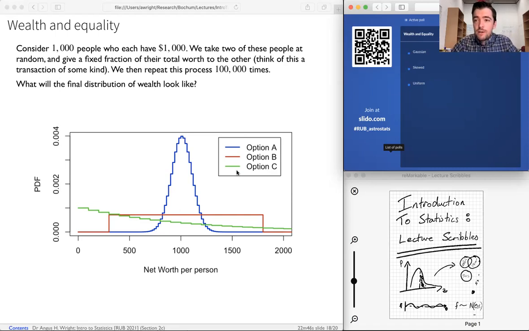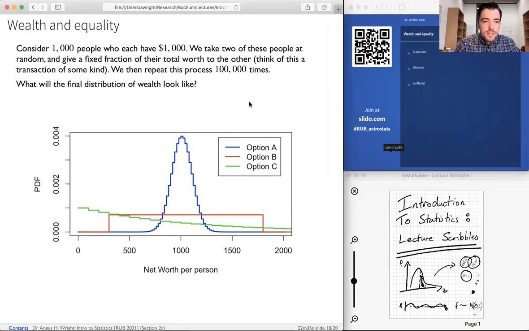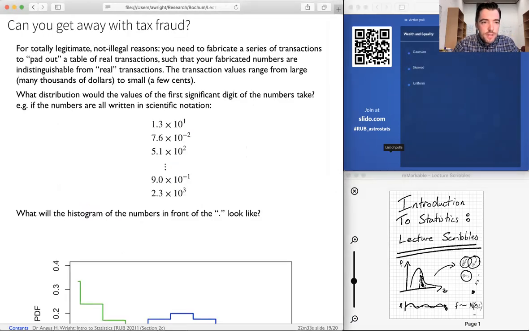The second scenario is another poll that I'm about to put up. So if you do want to answer this one, you need to do it right now. The second scenario is this one here. For totally legitimate, non-illegal reasons, you need to fabricate a series of transactions to pad out a table of real transactions so that your fabricated numbers are indistinguishable from real transactions.